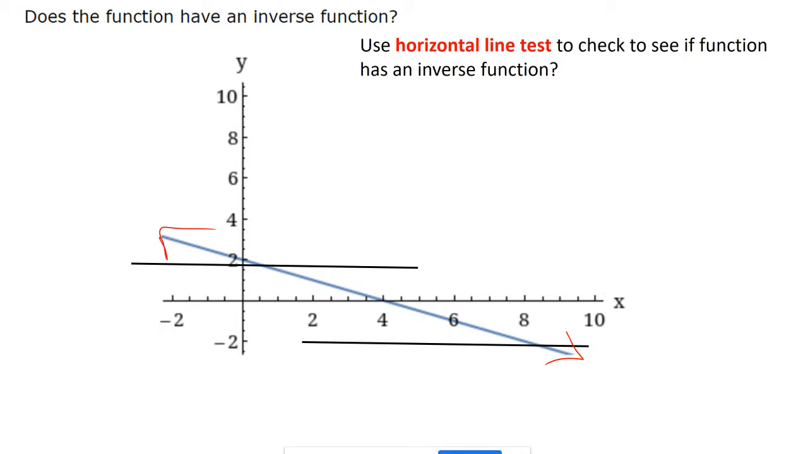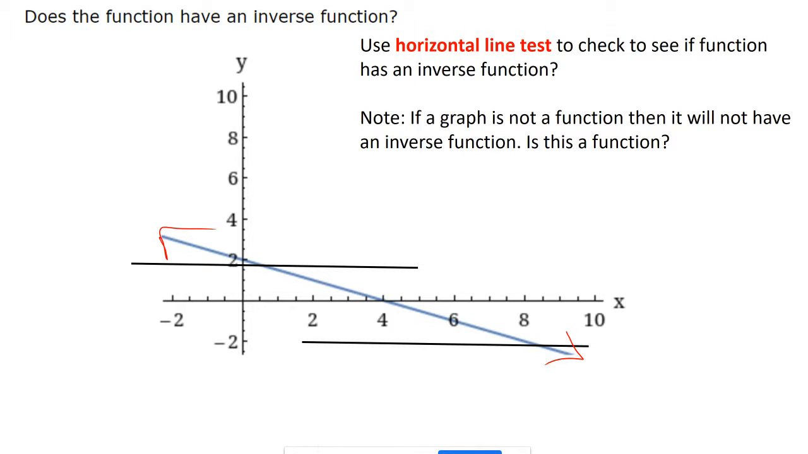So how do we know if something has an inverse? We're going to use the horizontal line test to see if the function has an inverse. But one of the things you want to check first is, is your graph even a function? Because if your graph is not a function, then it doesn't have an inverse. So the first question you should really ask yourself is, is this a function? So is this blue line a function? You can use a vertical line test. And yes, it's a function. That means that it might have an inverse.